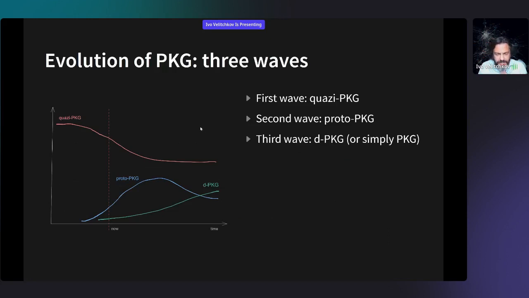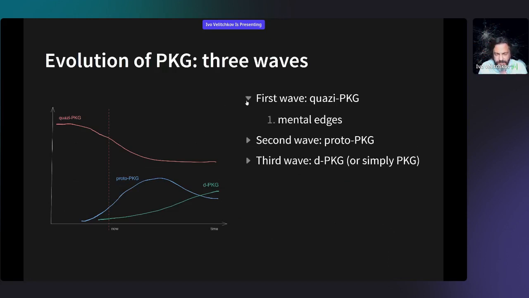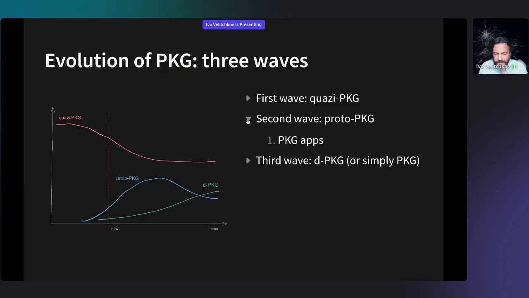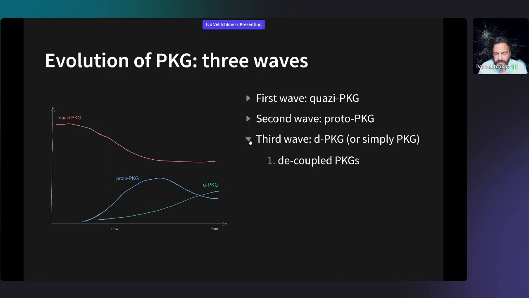Basically, I see them in three ways. First, I call them quasi personal knowledge graphs, where you have digital nodes, but mental edges. And then the second one, proto personal knowledge graphs, where you have personal knowledge management apps, so the graph is tightly connected with the app. And the third, the PKG for decentralized and data-centric use, and so on.